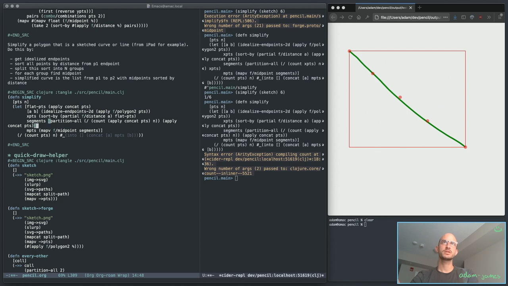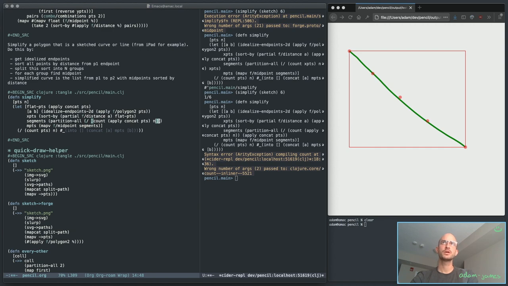Then, segments does have to be partitioned by some number, which should just be count of flat points divided by n. That's the number. That's a mistake. Oh well. Partition that, but then I have to partition the x points list into segments, and then the midpoint should be map midpoint over the segments. Please work for me now.